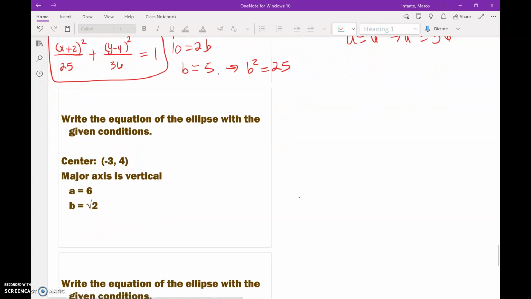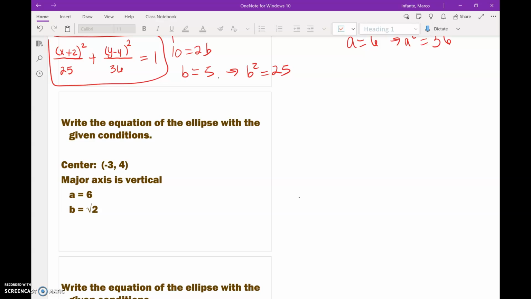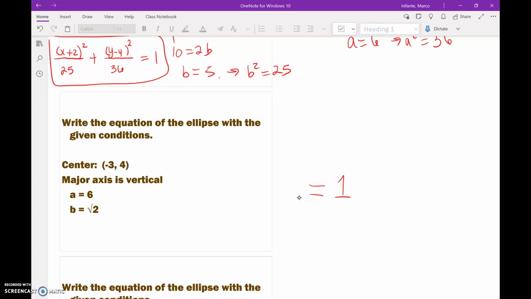We keep going into that, right? Write the equation of the ellipse with the given conditions. Well, now they have the center. Oh, and we see that the major axis is vertical, and we have a and we have b. This is actually fairly easy, right? You need the center, you need a, you need b in order to build this equation. We know that an ellipse is set equal to 1.